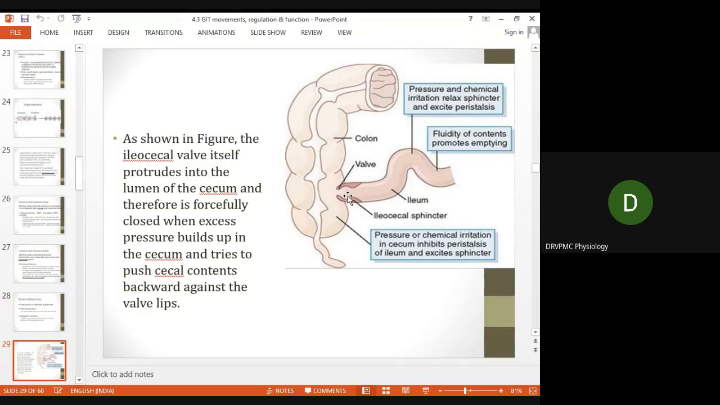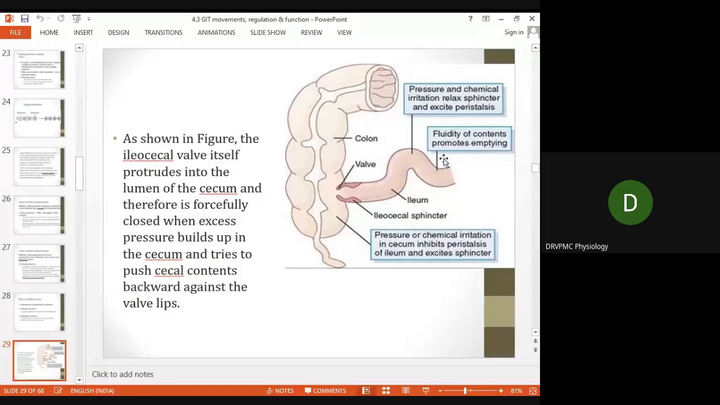From the ileum into the cecum. This is the vermiform appendix, the cecum. Now you can see these pinkish are the sphincters, or the valves. Pressure and chemical irritation relax the sphincter and excite peristalsis. If there is pressure in the ileum due to the contents in the ileum, that pressure and chemical irritation will relax the sphincter so that these contents get passed into the cecum.